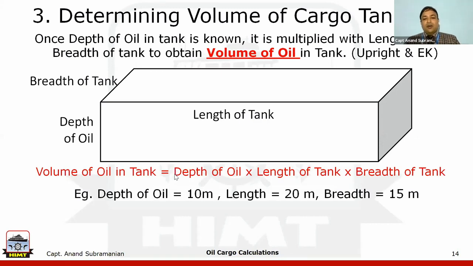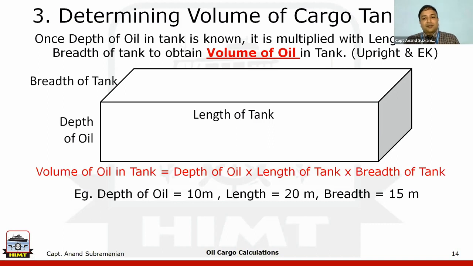Now, can we find out how much oil is there in this tank? I've got an example over here. Please take out a pen and paper and a calculator. I don't think we need a calculator for this question. The depth of the oil is 10 meters. The length of the tank is 20 meters, and the breadth is 15 meters. How much oil is there in this tank? And again, the tank is upright and on even keel. That means there is no list, there is no trim.